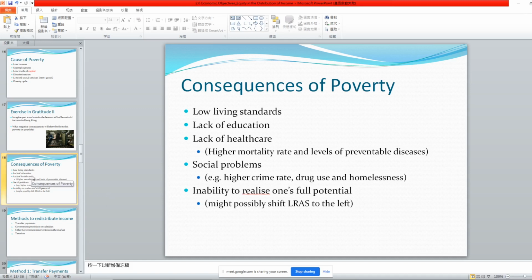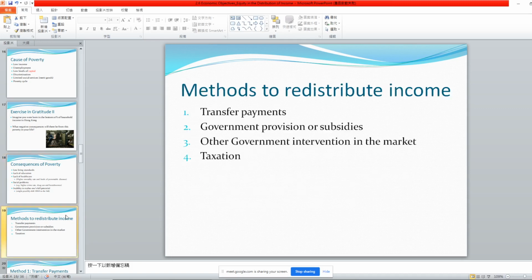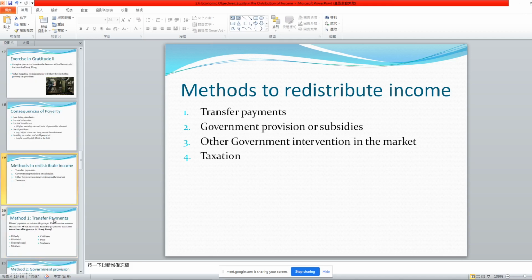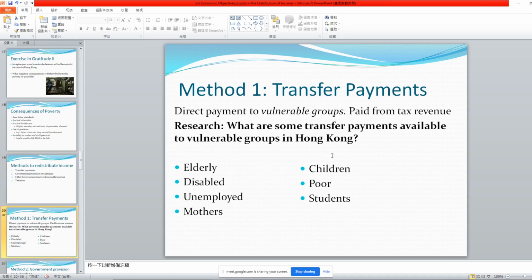So that's very good. And then at the end of the lesson, we started to talk about how we can distribute the income and the methods that we will use. They are just something that we have already learned. So we first talk about transfer payments. By using the tax revenue, we are spending the revenue back to the society. Usually we target the vulnerable groups.